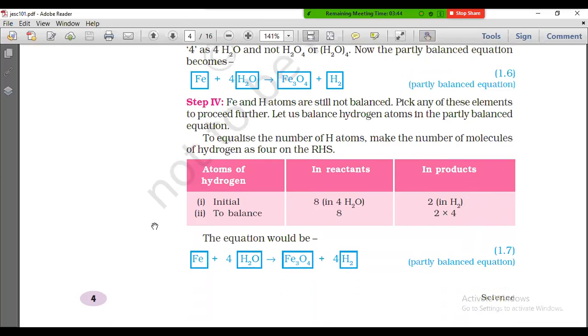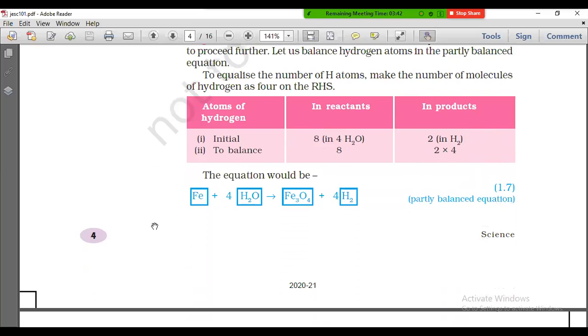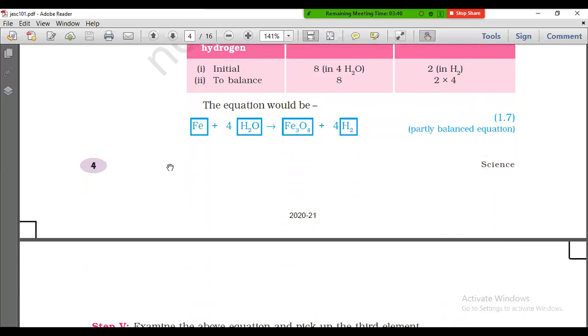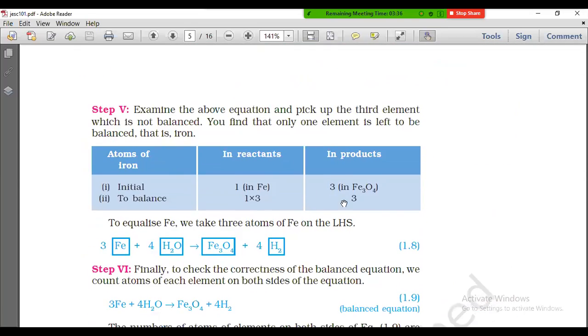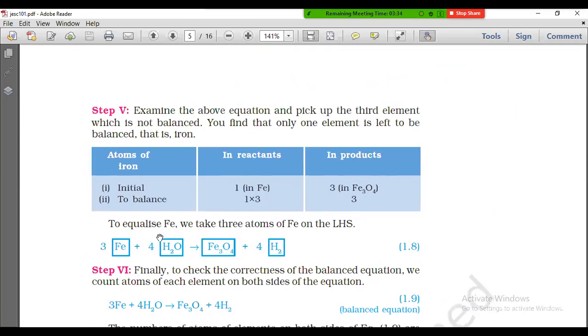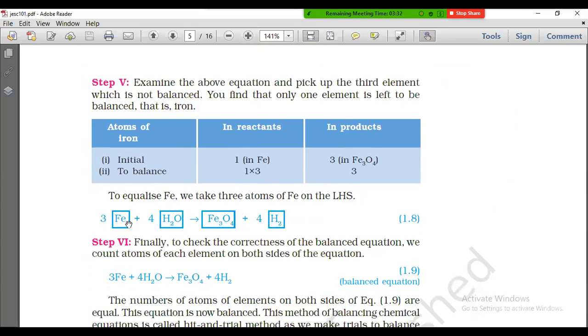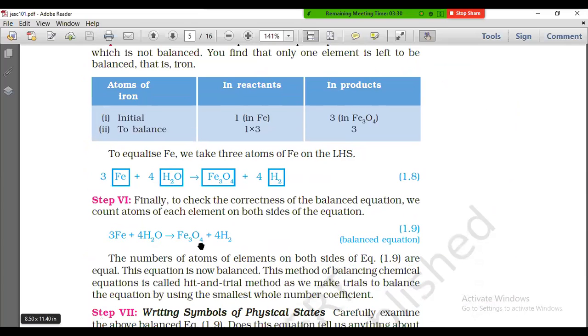Everyone, are you with me? The last one to do is for Fe. That is very easy. So we have got 3Fe plus 4H2O gives you Fe3O4 plus 4H2.